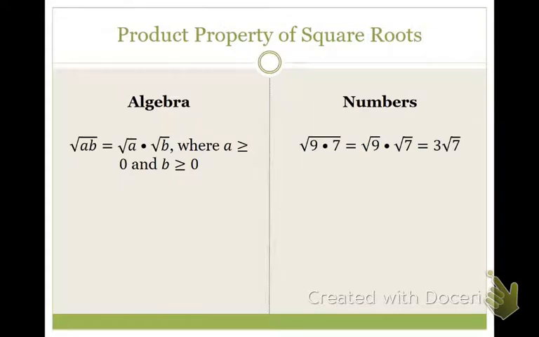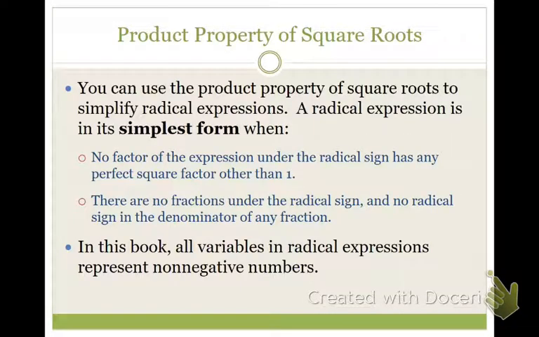So an example, real quick, the product property of square roots. It's important that we understand this property because it tells me the reasoning behind what we're doing. With anything in math, you can't just do something because it looks like it's going to be the right answer. It has to follow a set of rules.